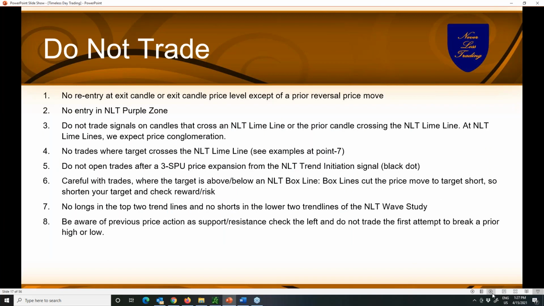Here you see the rules are simple. No entry at the exit candle. So the exit candle is the candle where the target is, and there you don't want to enter or re-enter into a trade. Very simple. No entry in the purple zone.